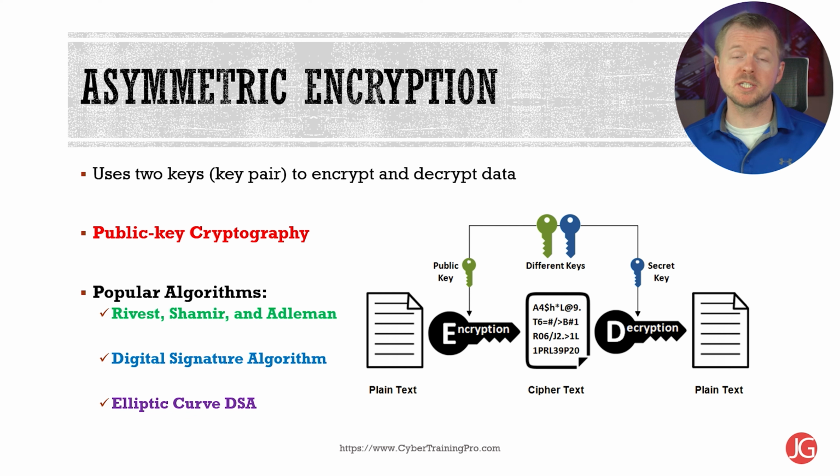A few huge points to remember with asymmetric encryption are that data encrypted with a private key can be decrypted by the public key, and data encrypted with the public key can only be decrypted by the private key. This means that you can share the public key as much as you want, but never, ever, ever share that private key. Popular asymmetric algorithms include RSA, short for its creators, Rivest, Shamir, and Adleman; DSA, short for Digital Signature Algorithm; and ECDSA, short for Elliptic Curve DSA.